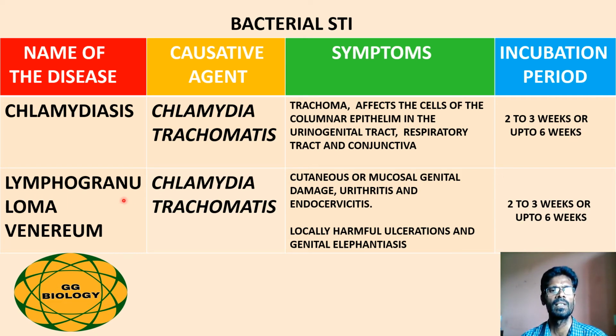The last bacterial disease is lymphogranuloma venereum, and the agent is Chlamydia trachomatis. The symptoms are cutaneous or mucosal genital damage. Cutaneous stands for skin, as well as mucosal genital damage. So the genital mucous cells also get damaged, causing urethritis and endocervicitis. There are locally harmful ulcerations and genital elephantiasis. It may even lead to ulcer formation in the genital tracts. So the symptoms are these, and the incubation period is 2 to 3 weeks or up to 6 weeks for this particular disease.